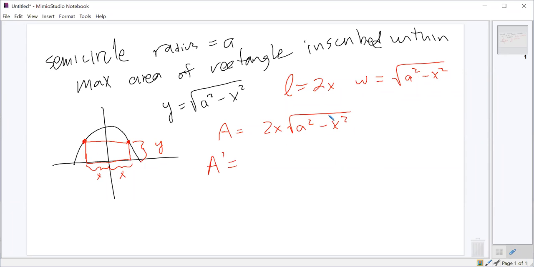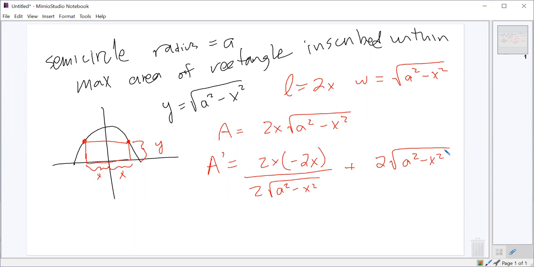So A prime, and this is a product rule. So 2x times the derivative of root a squared minus x squared, which is 1 over 2 root a squared minus x squared, times the derivative of a squared minus x squared. Well, a squared is just a constant, right? A is a constant, it's just the radius. So a squared is a constant. The derivative of a constant is 0. So we multiply it by just the derivative of the negative x squared, or negative 2x, and then plus the derivative of 2x times root a squared minus x squared.